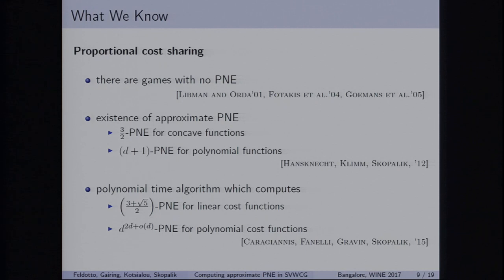And of special interest to our work is the polynomial time algorithm of Karagiannis, Fanelli, Gravin, and Skopalik, which computes for linear cost functions a (3+√5)/2-approximate equilibrium, and for polynomial cost functions, gives a d^2-approximate equilibrium.